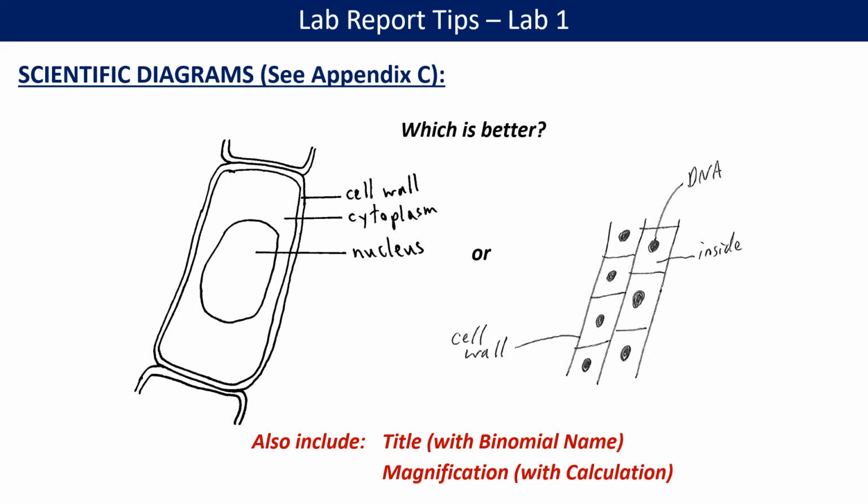So learning a little bit about having a proper title. So you're going to have your binomial name. That was on the previous slide. Remember, it's Allium cepa, I think. And also really just those calculations in terms of determining the size of the specimen and then the magnification of your drawing. So that's what I'm looking for in that particular part of the lab report. I'll address some other parts in future lectures.